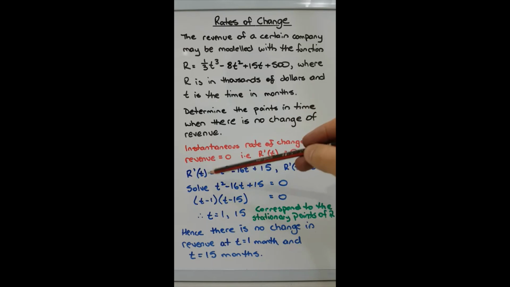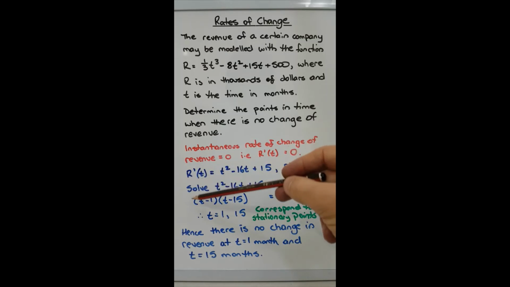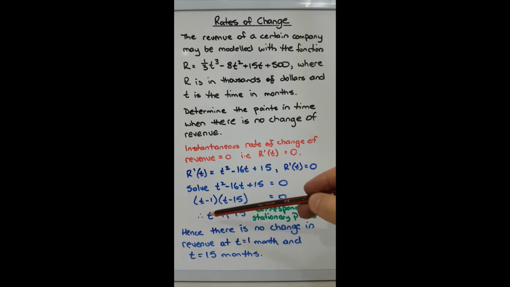So r dash of t is equal to t squared minus 16t plus 15, and we're going to solve the equation r dash of t equals 0. In other words, we're going to solve t squared minus 16t plus 15 equals 0. This is a quadratic equation with solutions t equals 1 and 15. Now these also happen to correspond to the stationary points of r, or the turning points. Hence, there is no change in revenue at t equals 1 month and t equals 15 months.